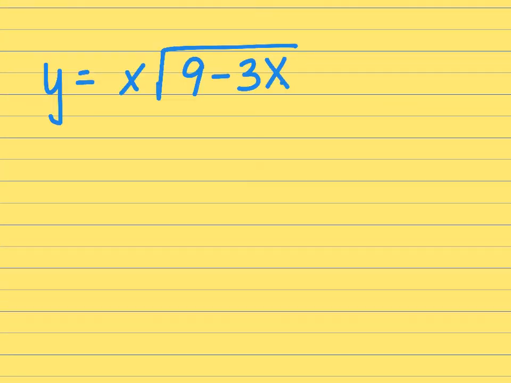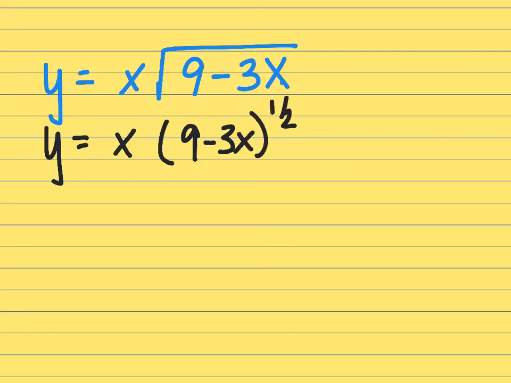So this next example I picked in particular because some of us are having a hard time pulling out GCFs. So, of course, we're going to rewrite this for ourselves as x times the quantity 9 minus 3x to the 1/2. And clearly we said times, so we have to do product rule here.